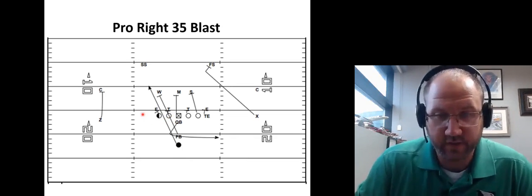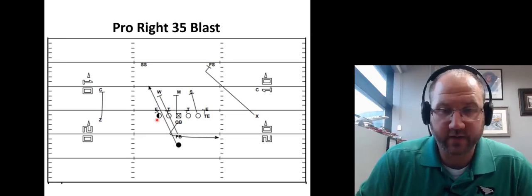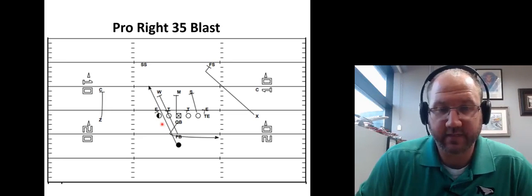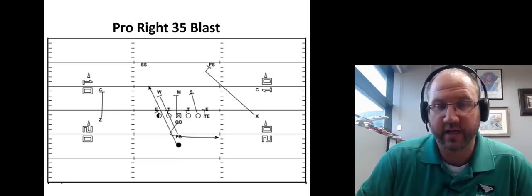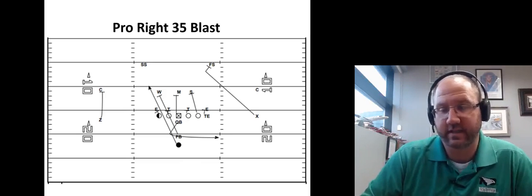What you don't want to do is try to bounce this play out too quickly to the outside, because if you do, this defensive end will be able to basically tackle you. So again, avoid the temptation of trying to go out here. You make it really easy for the defense to get you.